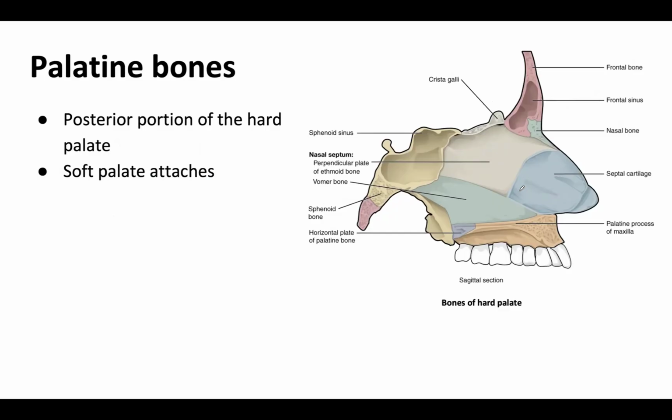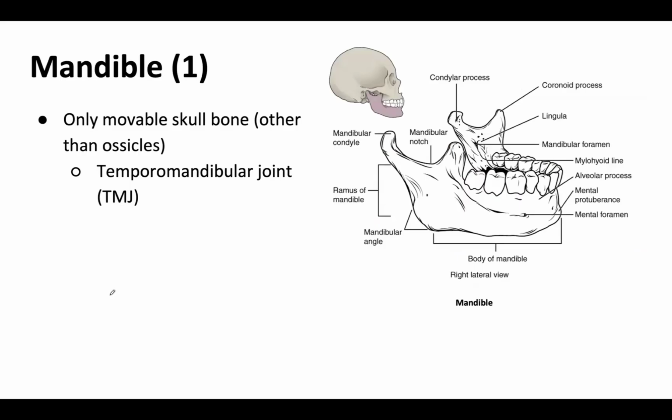The paired palatine bones mainly function by forming the smaller posterior portion of the hard palate. The maxillary bones, remember again, are going to form the majority of the hard palate, and it's going to be more anteriorly located. And the soft palate will actually attach to the palatine bones and extend from there. The palatine bones actually form a very small component of the nasal cavity and a little bit of the orbit as well. But again, the primary function is part of the hard palate.